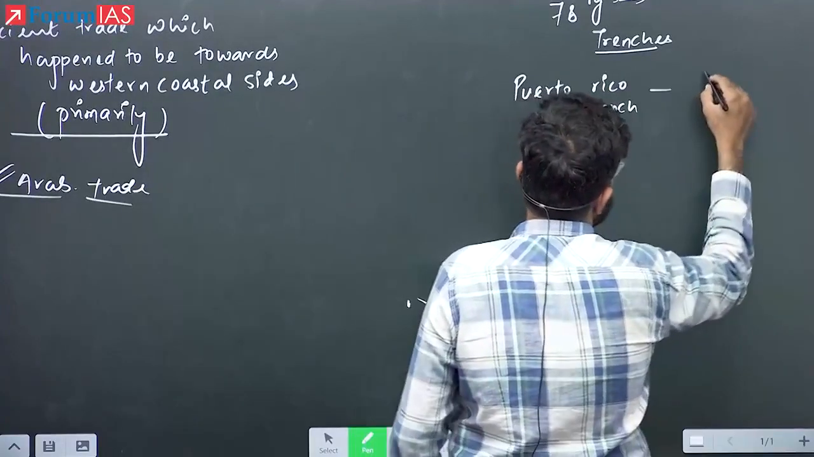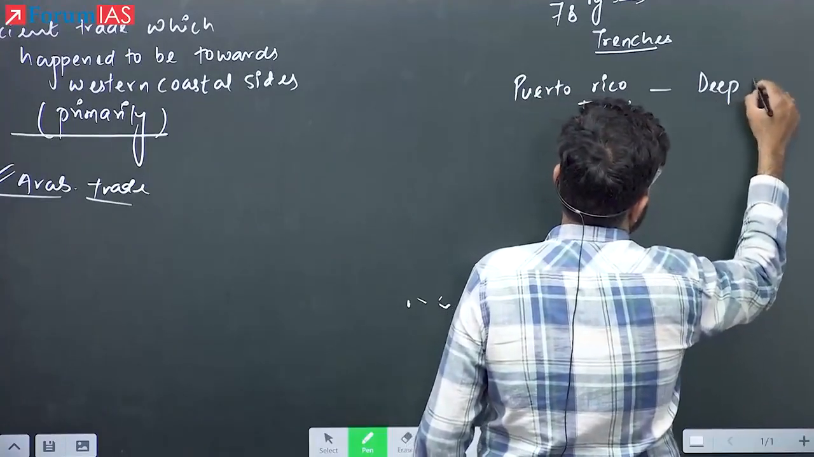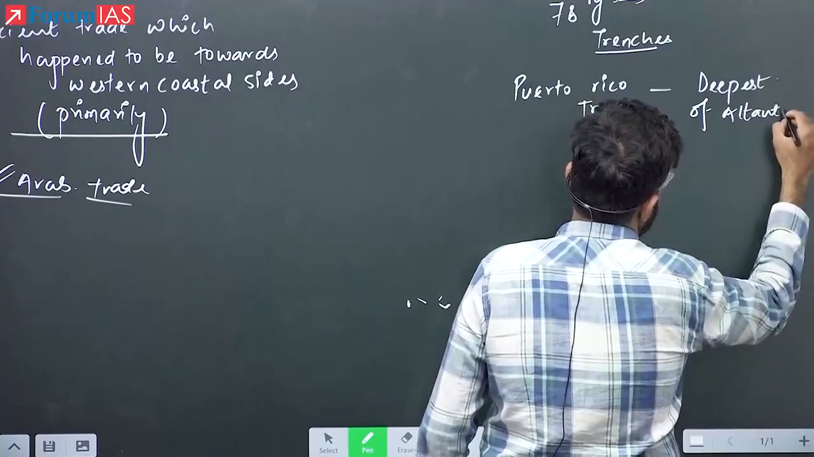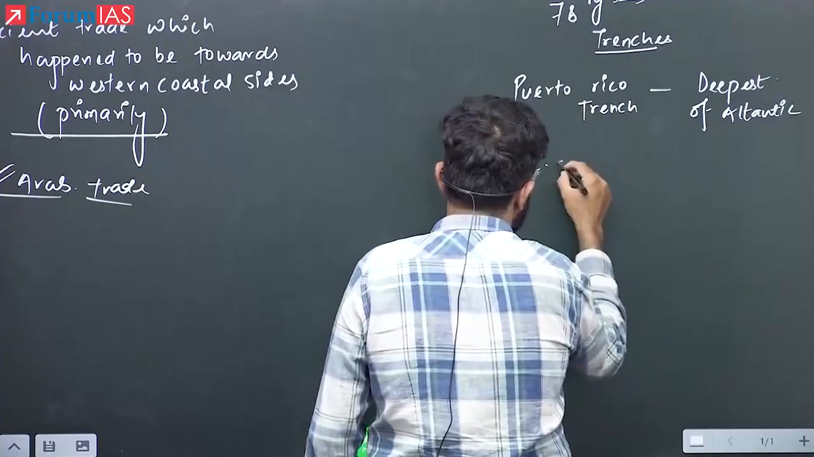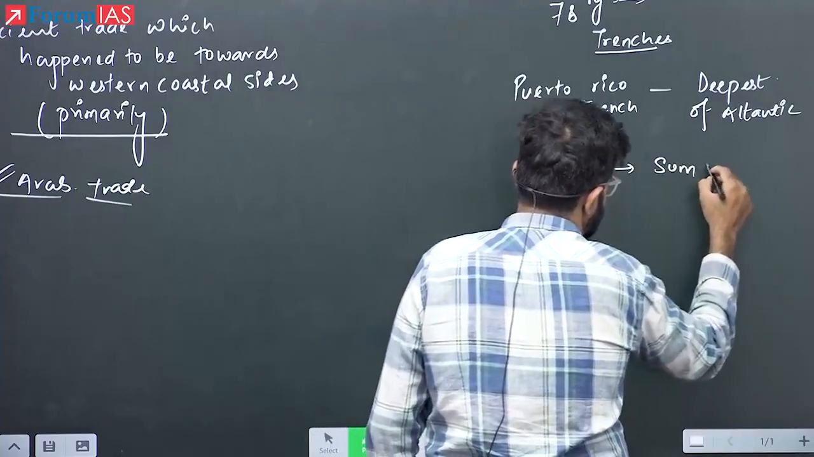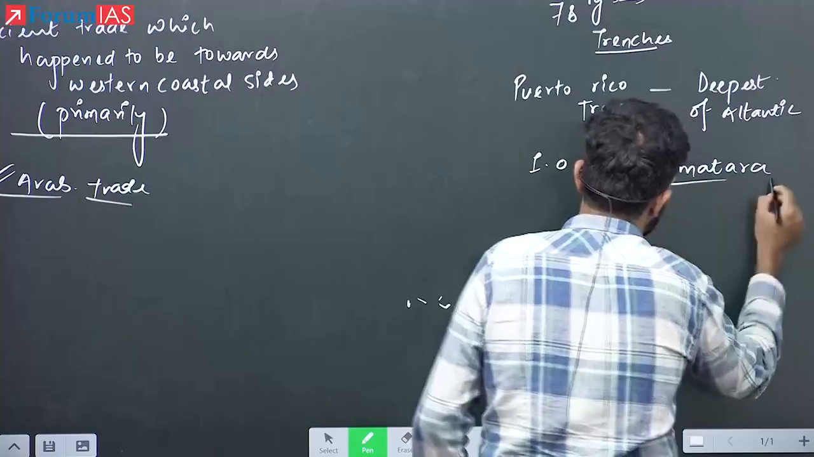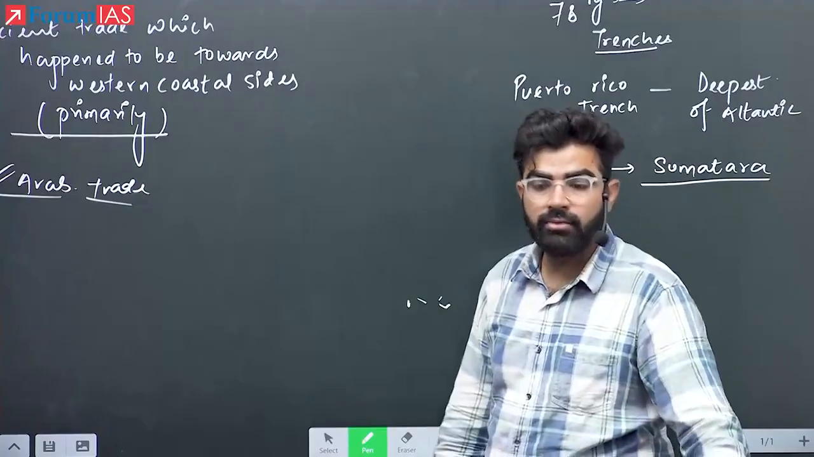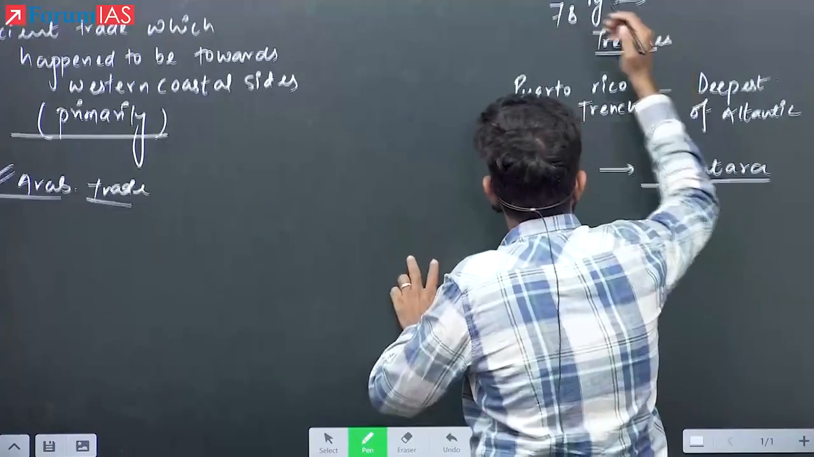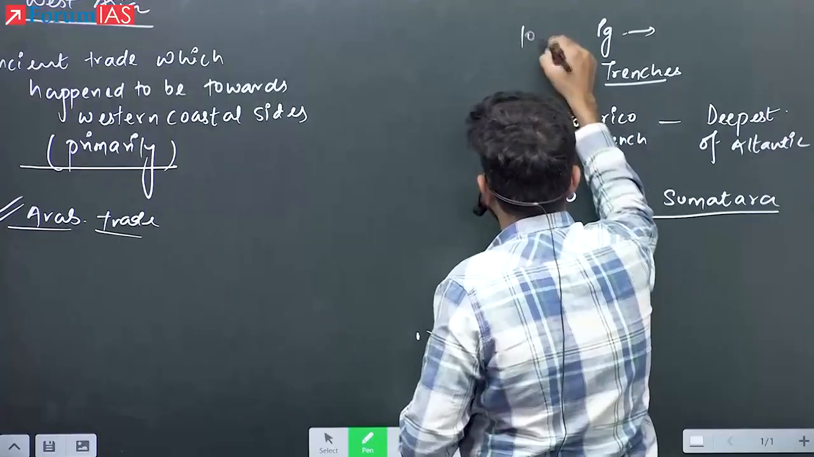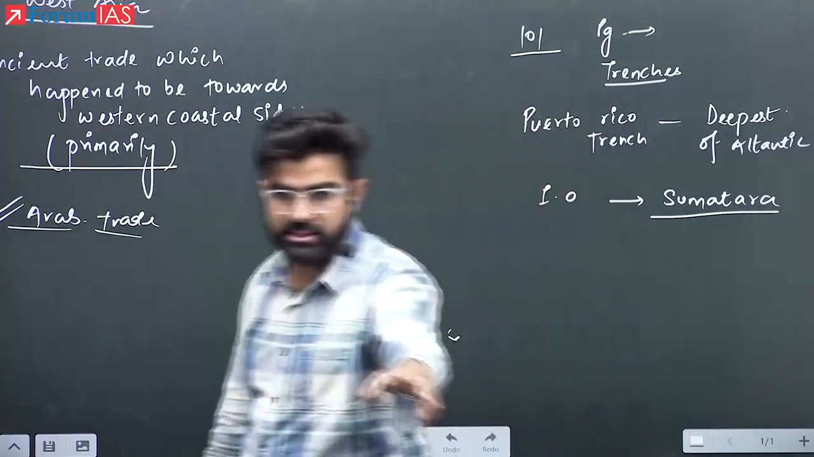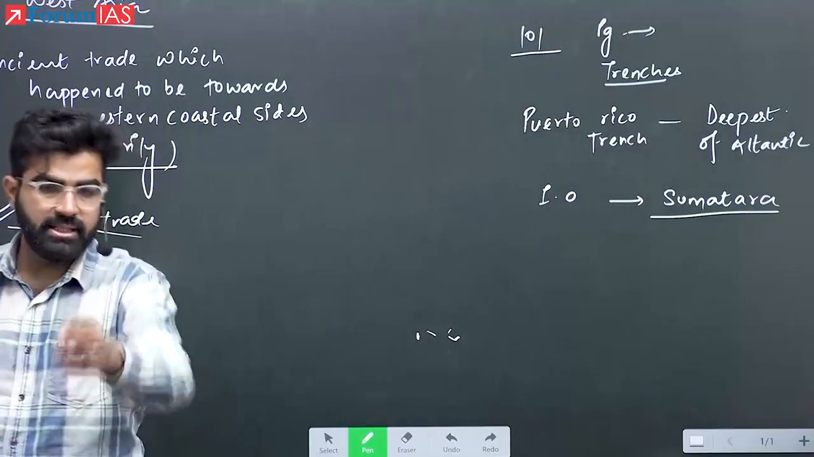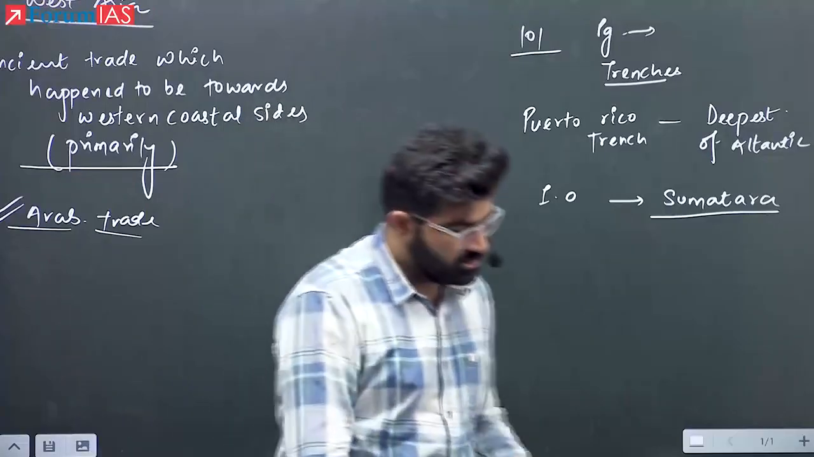This is the deepest of Atlantic. And for Indian Ocean, the deepest is Sumatra. Okay? 101, sorry, I have written it mistakenly. 101. Puerto Rico is given there. Just give me the atlas. Puerto Rico Trench. It must be somewhere around the Caribbean islands, near the West Indies. Just see this Puerto Rico.